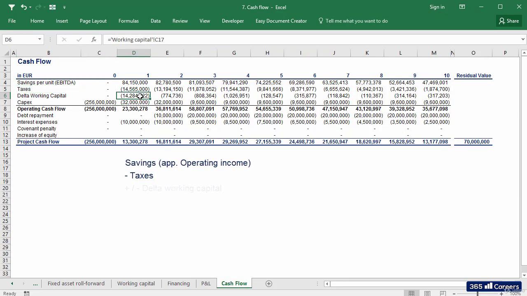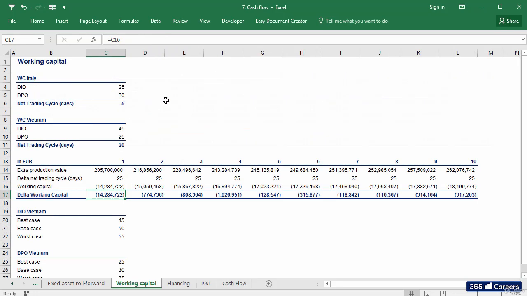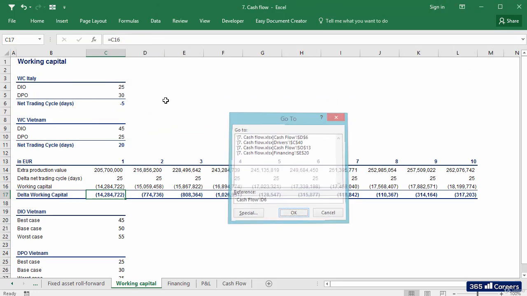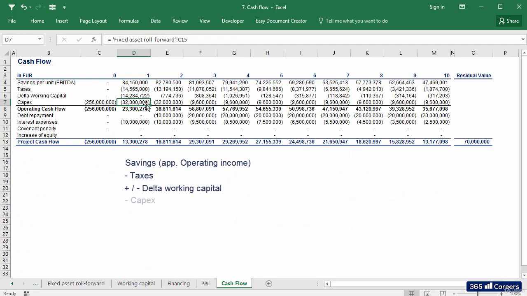Good. Delta working capital is extra working capital we'll have to invest when moving the plant from Italy to Vietnam and to adapt to the changing supplier and inventory time conditions. That's something we've already calculated in the working capital sheet. Then we have CapEx invested in the plant. We obtained these figures in the fixed asset roll forward sheet. The sum of these items gives us operating cash flow.